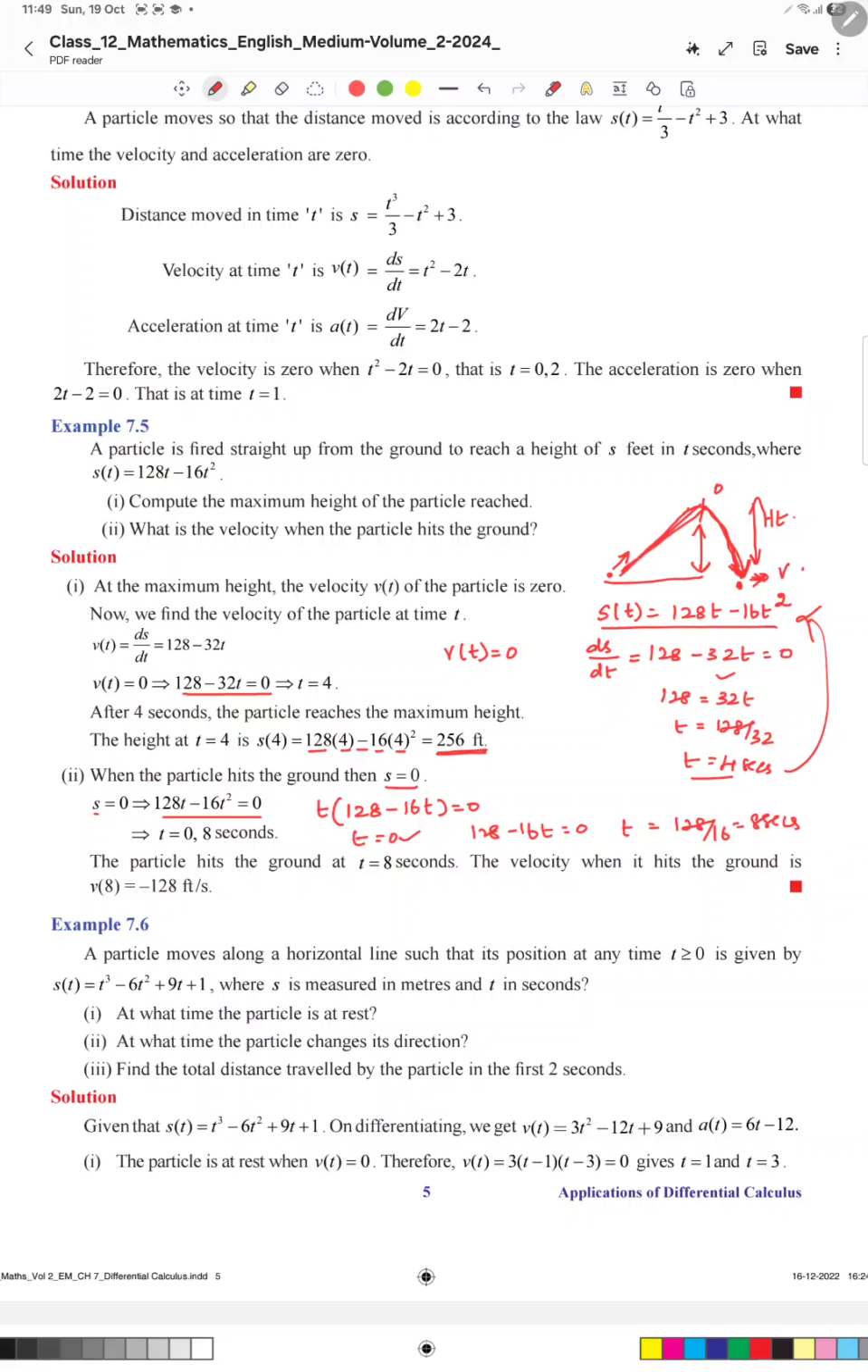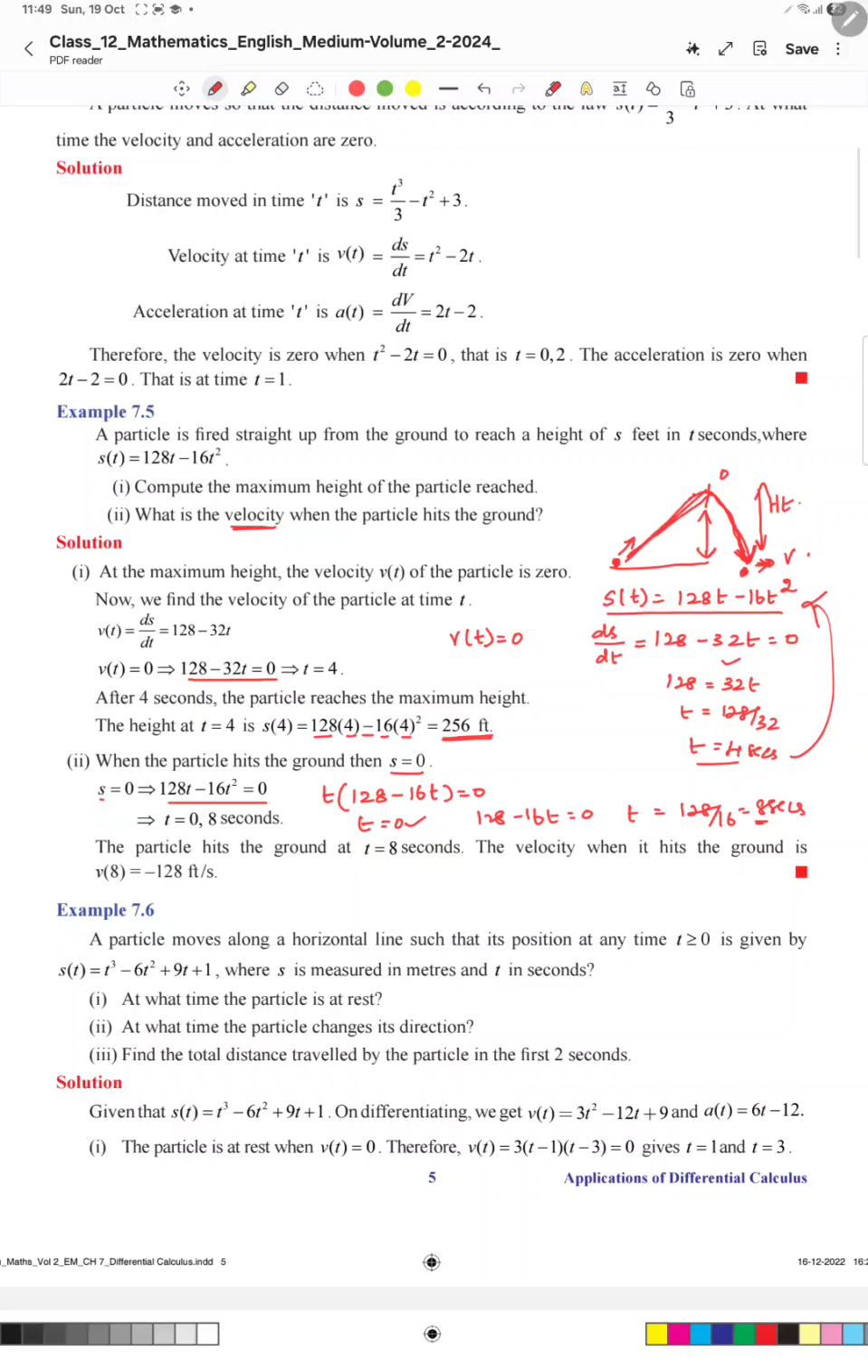So when time is 0, that is here, s is 0, and the time is 8 here, then there also s is equal to 0. We should not stop here because they have asked for the velocity. If you want the velocity, you will substitute. Now we have found out what v is, right? When you differentiate s once with respect to time, 128 minus 32t is the velocity at any point. Now the time is 8. Therefore 128 minus 32 into 8. That is equal to minus 128 feet per second, which is the velocity.